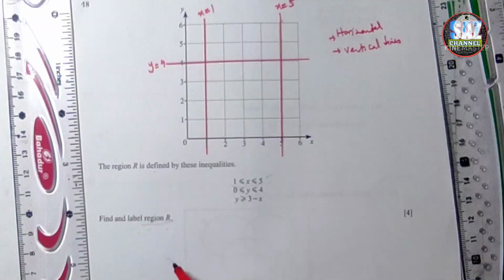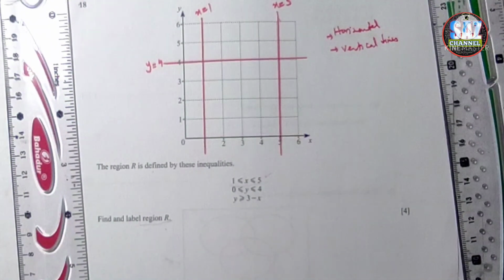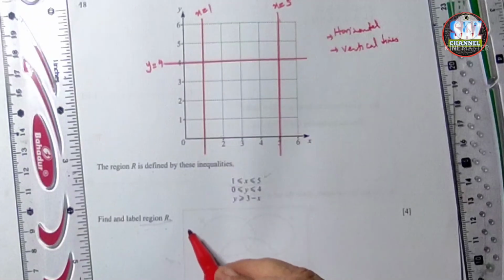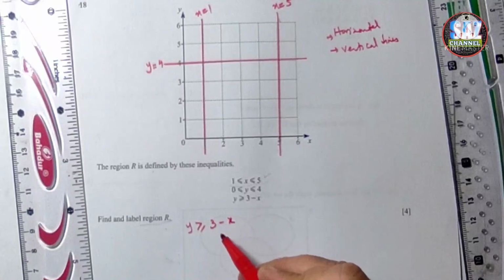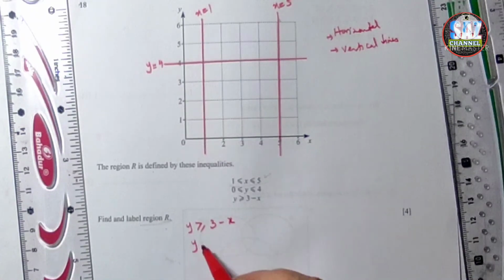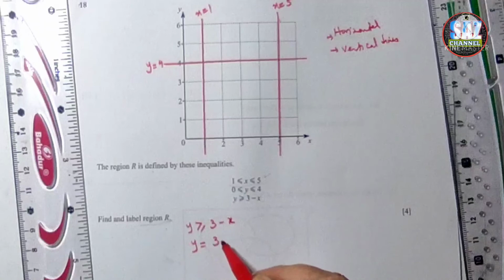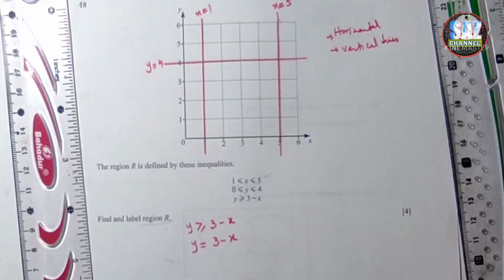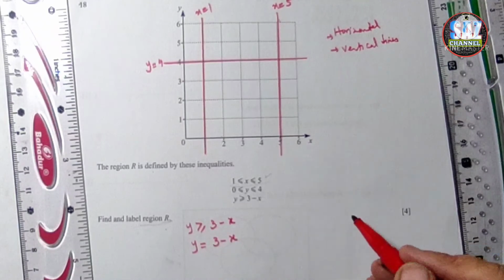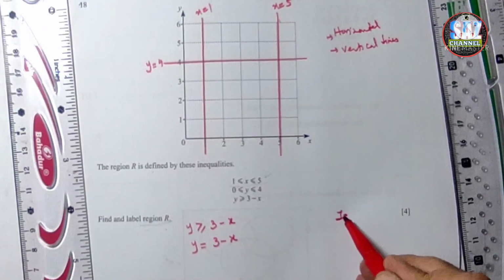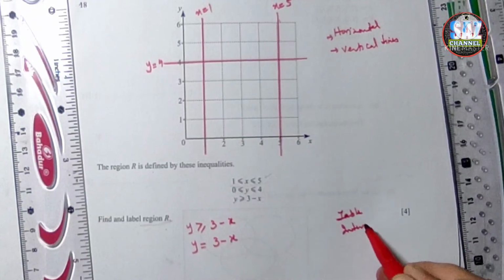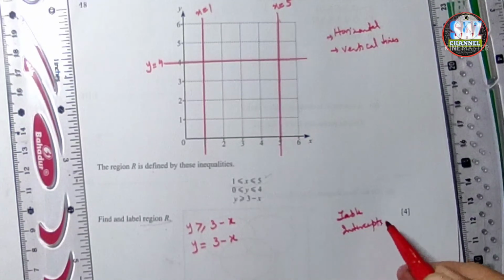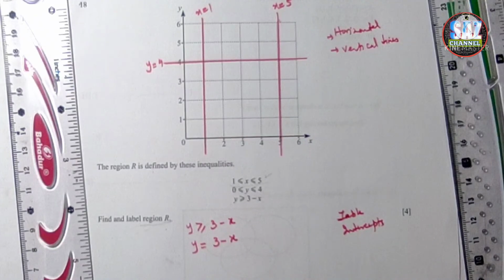And let's talk about the third inequality, that is y greater than or equal to 3 minus x. In order to plot any linear inequality, we have to turn this inequality into a simple linear equation. And now for the plotting purpose, there are two methods. Either you can go for the construction of a table of values or intercepts. It's up to you. I will be going with intercepts.